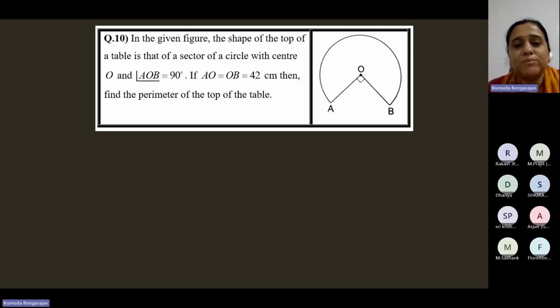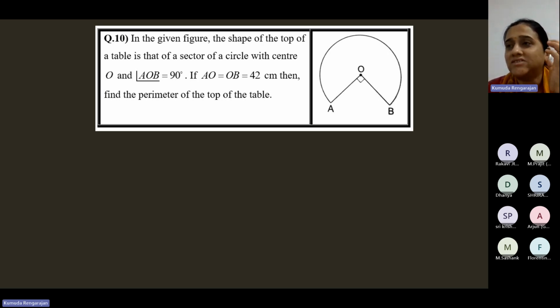So in this figure, the shape of the top of a table is that of a sector of a circle. Is this a sector of a circle? Major sector, yeah, it is. It is a sector of a circle.